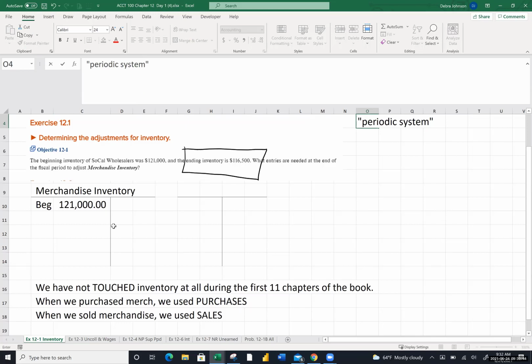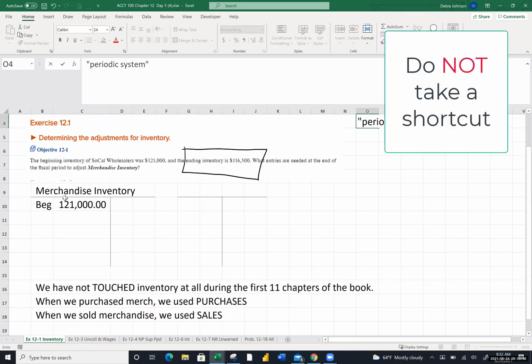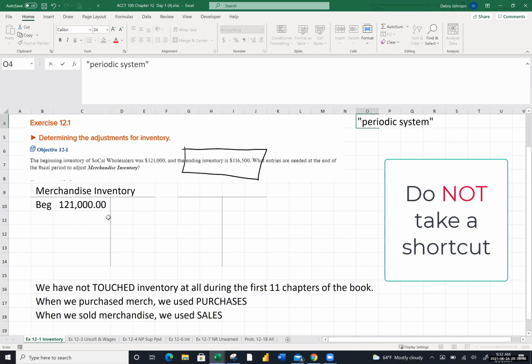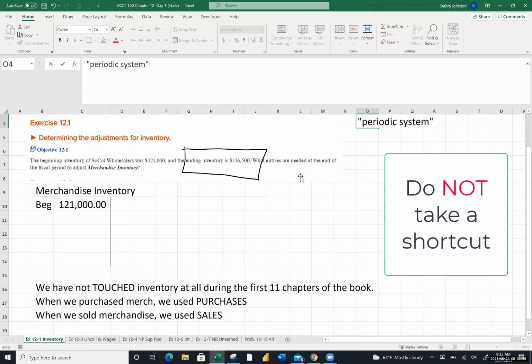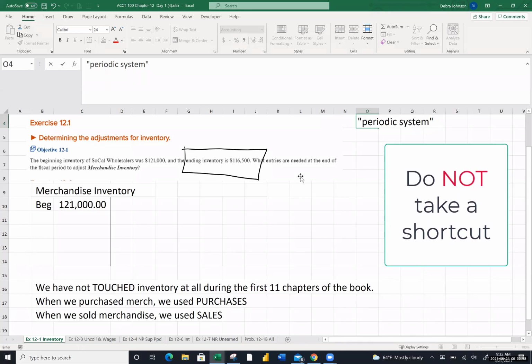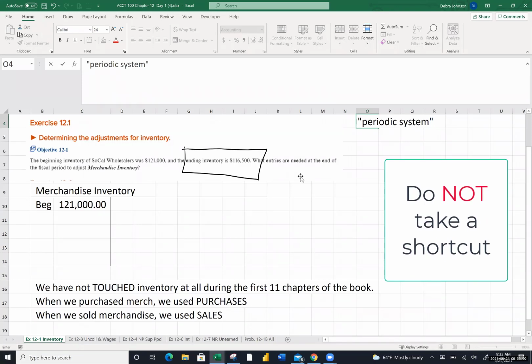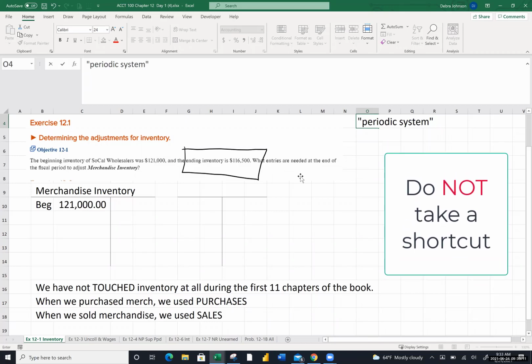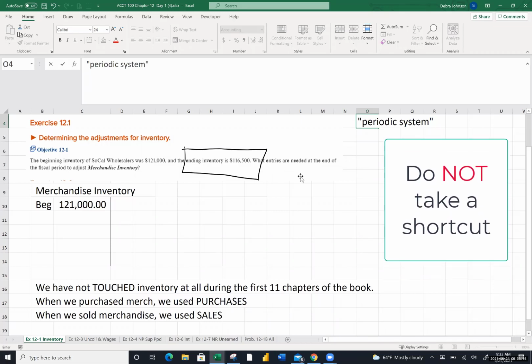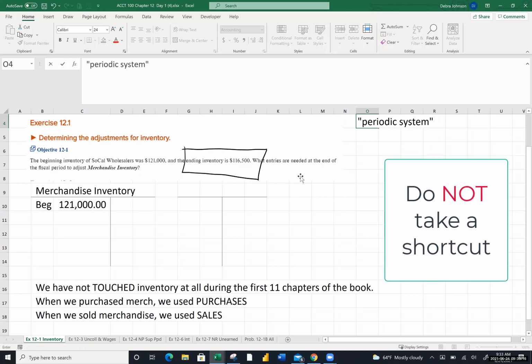Now, some of you may be tempted to take a shortcut. Here was my mentality when I was sitting in your spot. I said, well, if inventory is sitting at 121,000 and it needs to be reduced to 116,500, I'm just going to do a shortcut. I'll say the difference is 4,500 and make one entry. If you do that, you're going to bomb the financial statements. We don't want to shortcut it. No shortcuts allowed. We want to do it in two steps. Take out the old and put in the new.